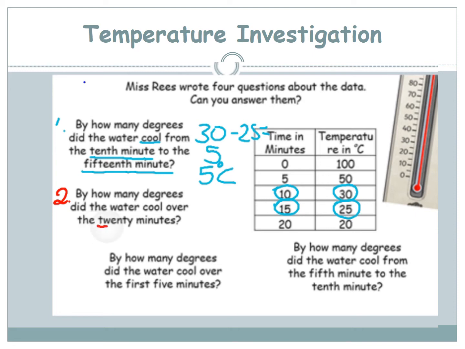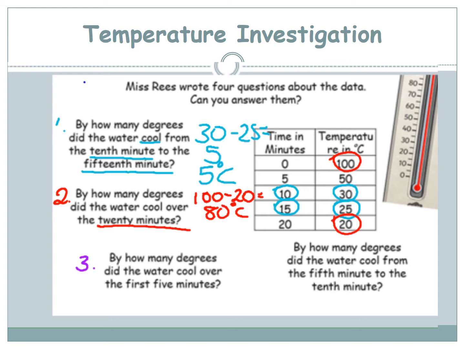So that is asking you for the whole amount. So we need to find 100 and then 20. So 100 subtract 20 equals 80. So the water cooled by 80 degrees Celsius over the time. Number 3. By how many degrees did the water cool over the first 5 minutes?